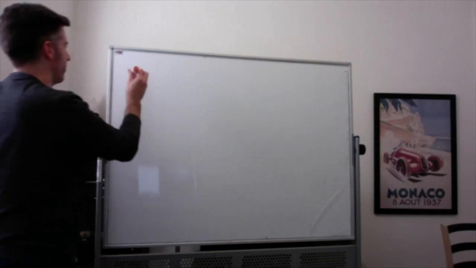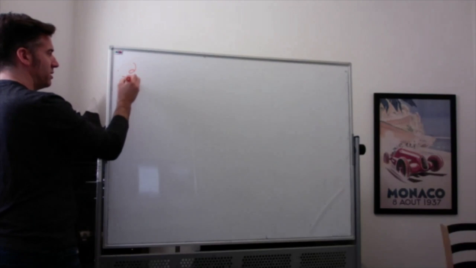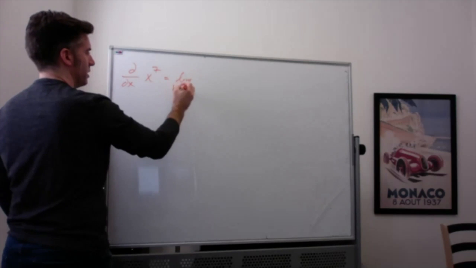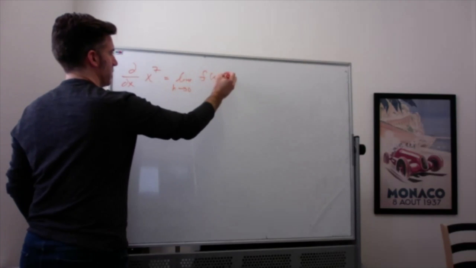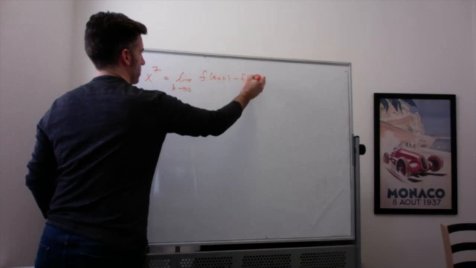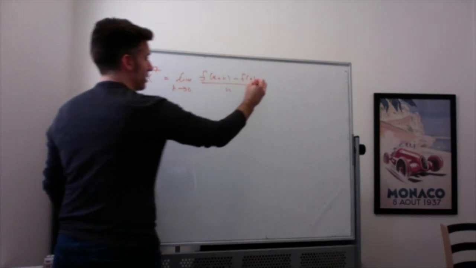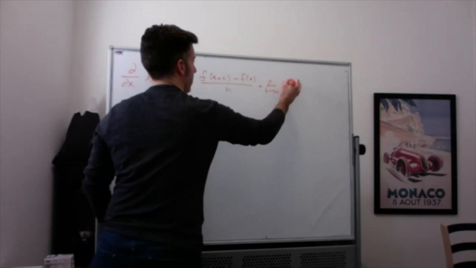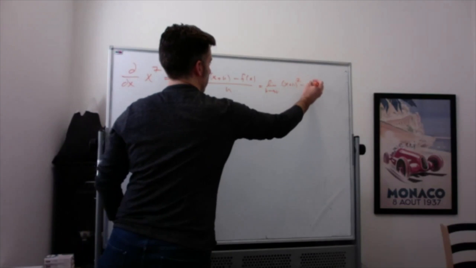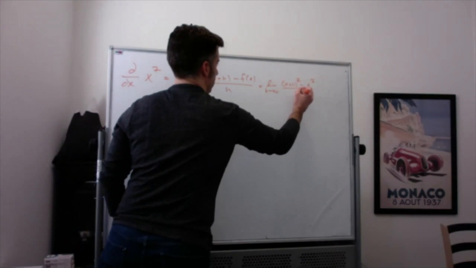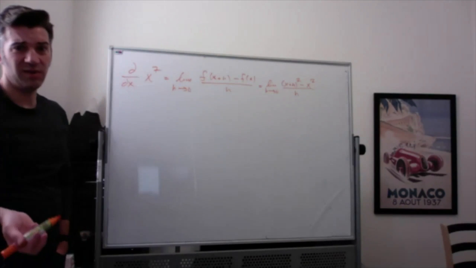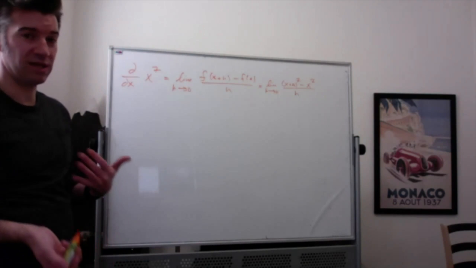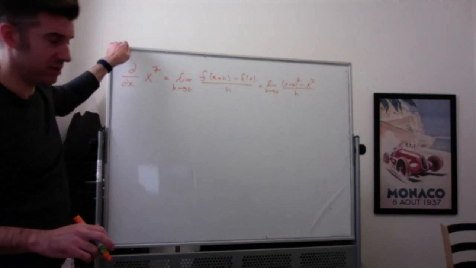So let's say I want to take the derivative, using the limit definition, of x to the 7th, which I know is the limit as h goes to 0 of f of x plus h minus f of x all over h, which in this case is going to be the limit as h goes to 0 of x plus h to the 7th minus x to the 7th all over h. And here's the thing. I really don't want to actually write out x plus h to the 7th. I could. We could do it. But I don't really need to. Here's all I need.